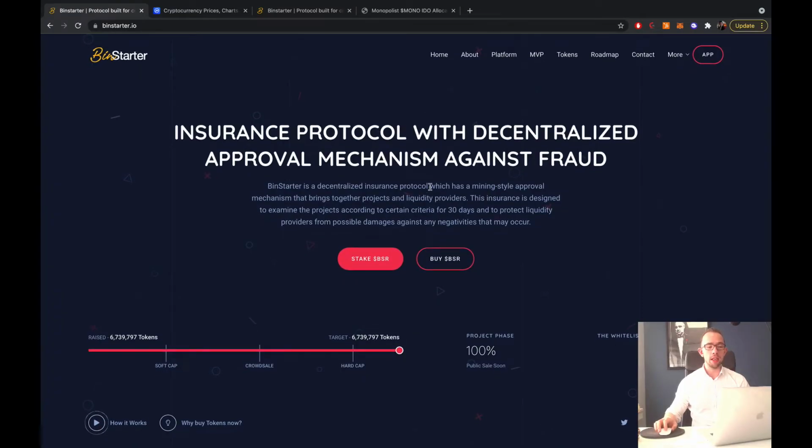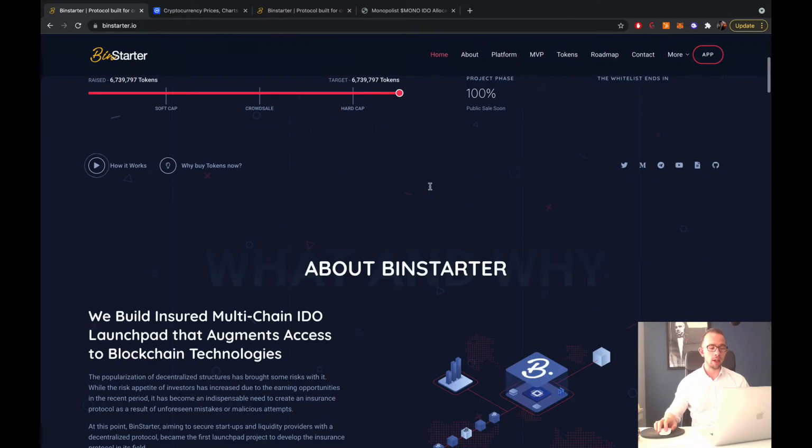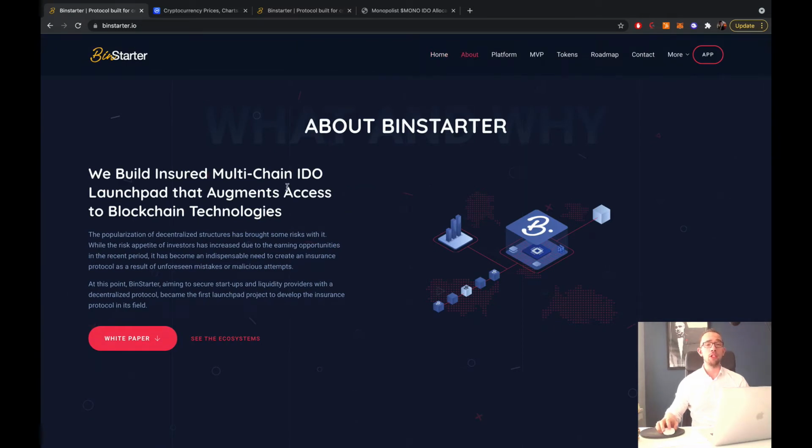So the interesting thing about Binstarter is that they actually have a multi-chain IDO. What that means is they do not focus just on one blockchain. They can support different smart contract types from different projects, right? This makes them quite eligible to pull in any project that applies to them, which they see fit.